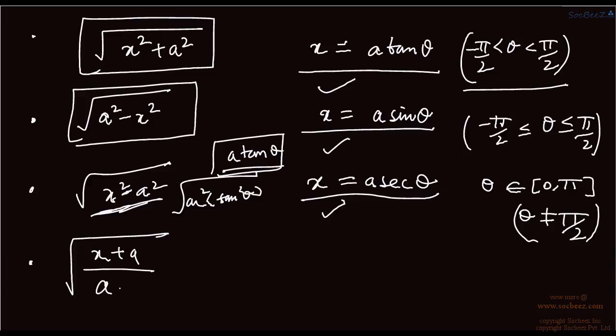Now, if you have root of a plus x upon a minus x, you have to just put x is equal to a cos theta, where theta belongs to 0 to pi.